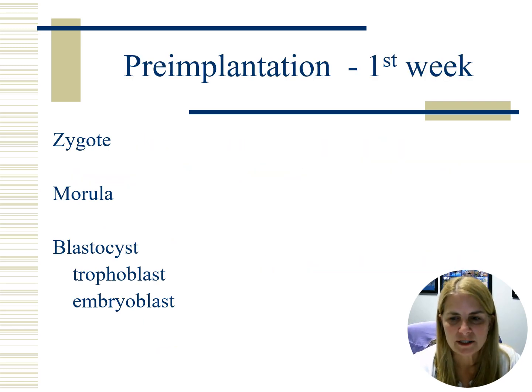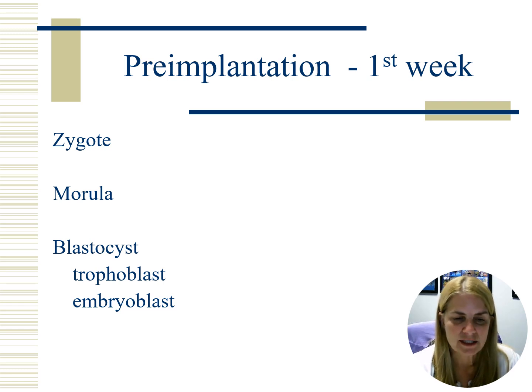The pre-implantation occurs in the first week, and we've got the zygote, which is the ovum and sperm. Then we've got cleavage that occurs. The zygote undergoes meiosis and splits into more cells, and it becomes a morula, which is a ball of cells, on the 4th day. And then the blastocyst implants on day 6.